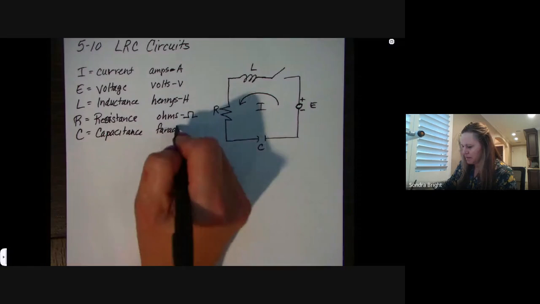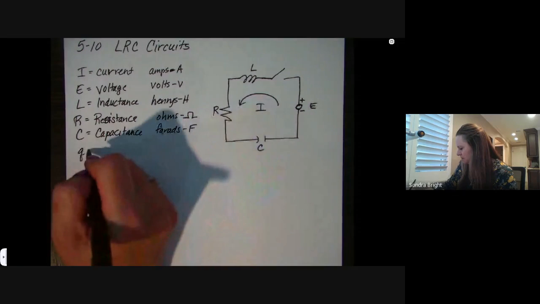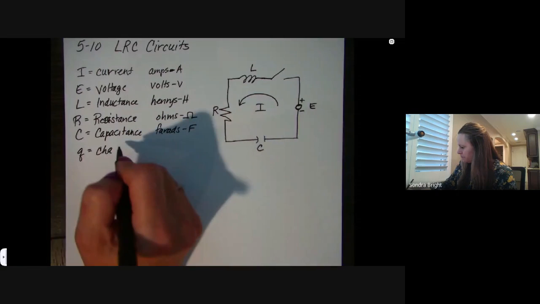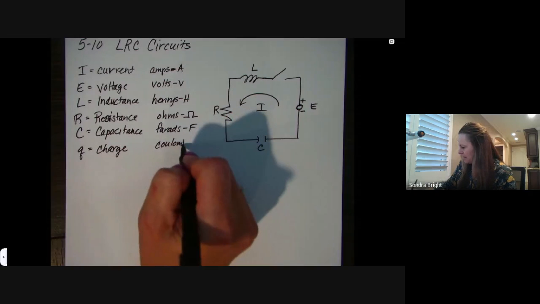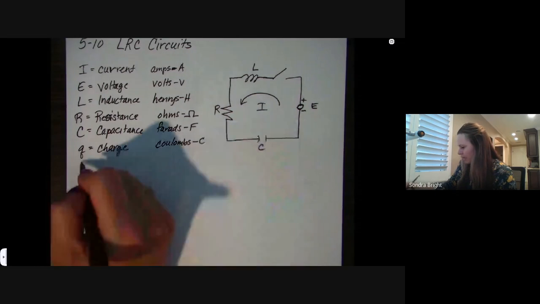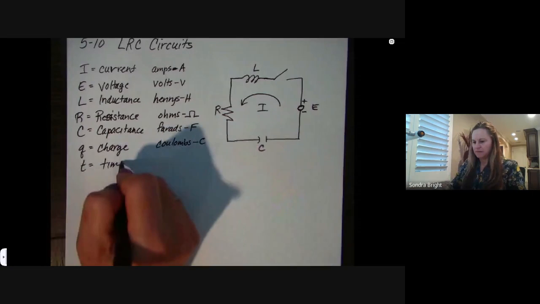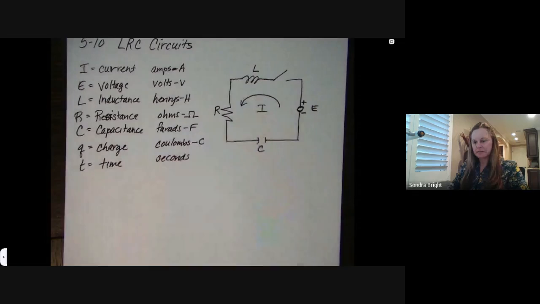Q is going to be the charge on the capacitance, and it's measured in coulombs. And then T is time, and it's measured in seconds. All right, so there's our circuit.